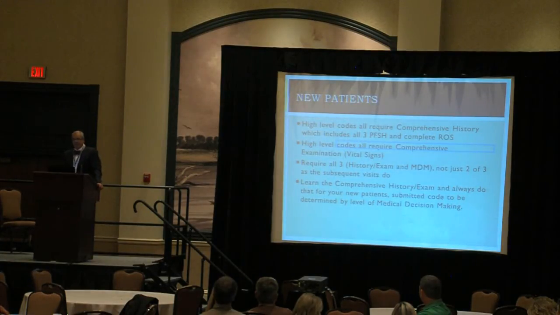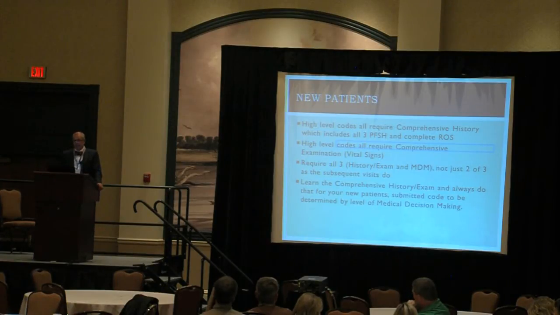New patient, the high-level codes all require a comprehensive history, which requires at least 3 personal, family, or social histories and a complete review of systems. Remember, there were 14 different organ systems required. That's why it's hard for psychiatrists to generate notes that make comprehensive history unless you're using a review of system checklist document type of thing.